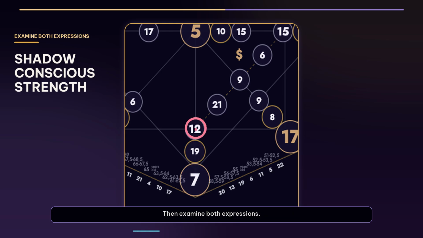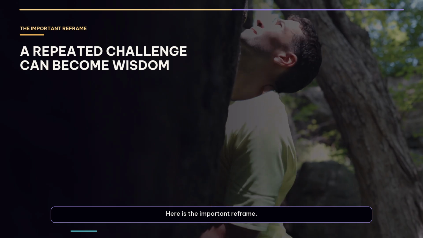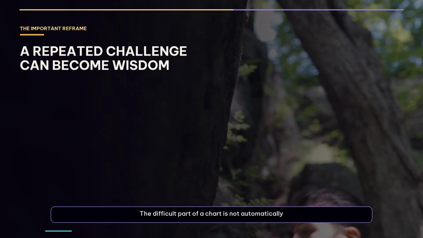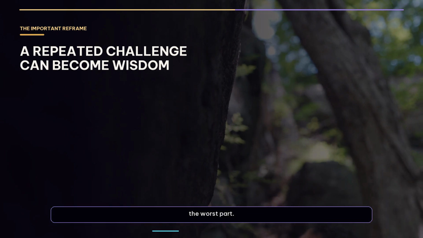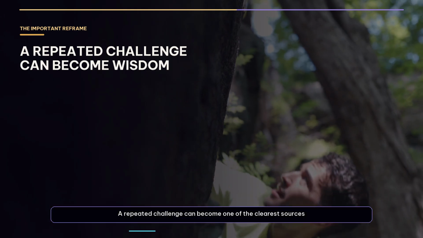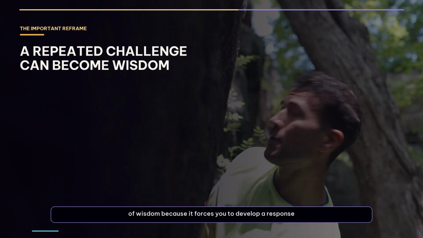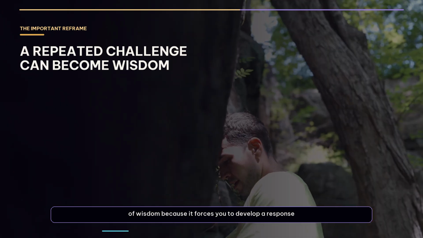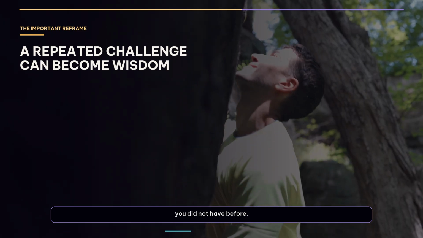Then examine both expressions. What does this sequence look like in shadow, and what strength could emerge when it is handled consciously? Here is the important reframe. The difficult part of a chart is not automatically the worst part. A repeated challenge can become one of the clearest sources of wisdom, because it forces you to develop a response you did not have before.